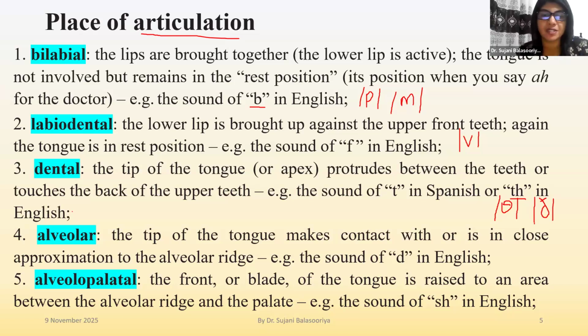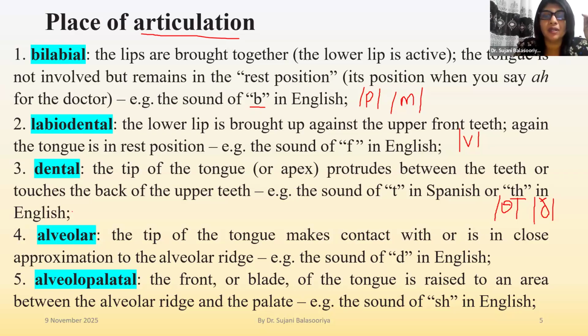And the next one, alveolar consonants. To understand the production of alveolar consonants, you need to find out where your alveolar ridge is located. You can't see the alveolar ridge, you can only feel it.